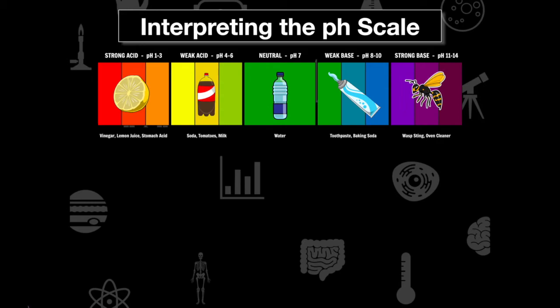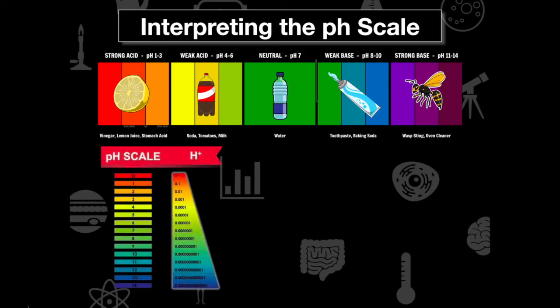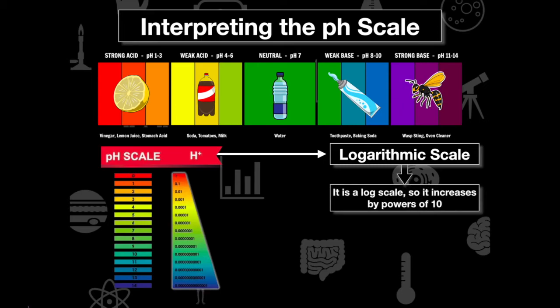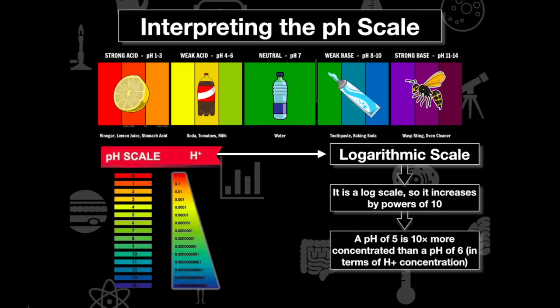Here's the pH scale again through this image. What we can see here is the pH scale increases via logarithmic functions. So it's a log scale, and it's going to increase by powers of 10. What does that actually mean? A pH of 5 is 10 times more concentrated than a pH of 6.